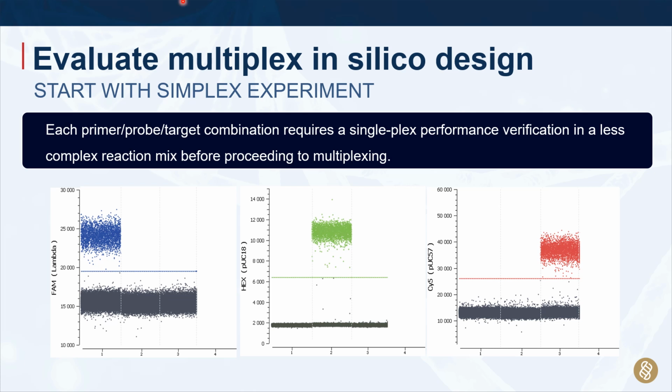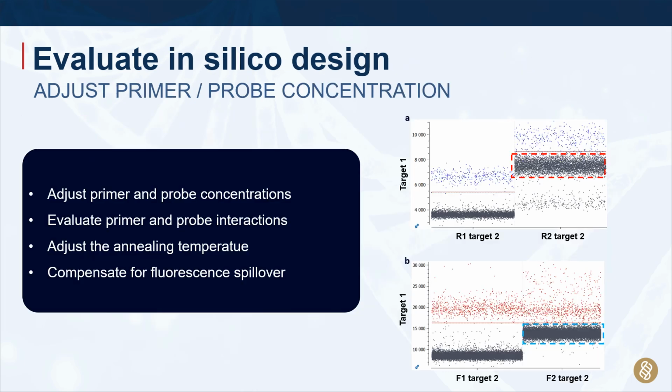It is important to always evaluate your multiplex designs in simplex first. Here you can see each primer or probe of a triplex reaction first being tested in a less complex reaction mixture of a singleplex before proceeding to multiplex reactions. Other methods that are available to adjust digital PCR reaction performance include, for example, adjusting the primer and probe concentrations of the assay, evaluating the primer-probe interactions, as you can see here, and also adjusting annealing temperatures and compensating for fluorescence spillover as well.